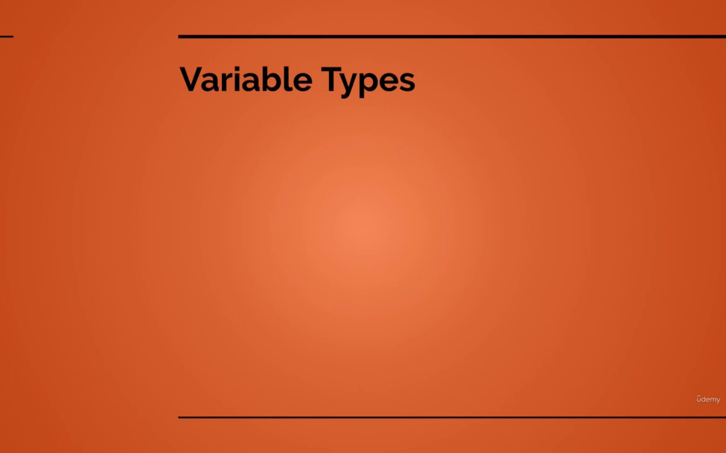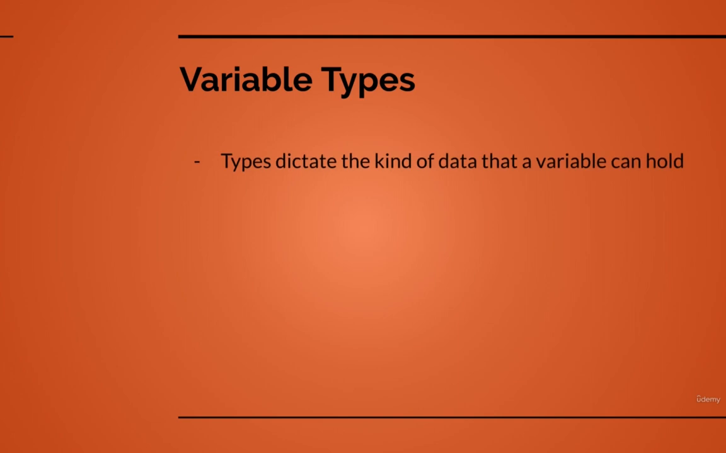So let's get into the kinds of variable types available, and for starters, what are variable types? Variable types dictate the kind of data that a variable can hold. For example, are we dealing with numerical data, or is it going to be, let's say, like true or false data, or maybe text data? These are going to be dictated by the type of variable.